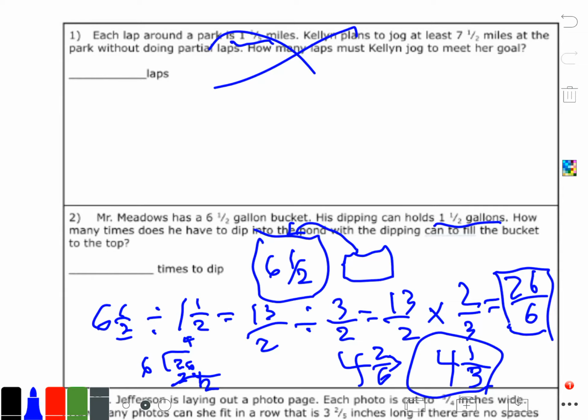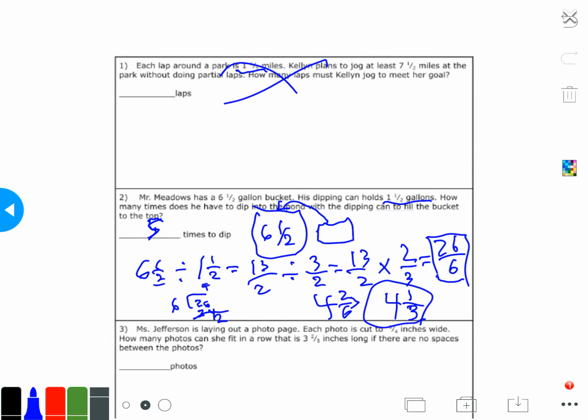Now in this one right here, they want to know how many times he's got to dip the bucket to fill it to the top. Now they want to know how many times he's got to dip it. In this case, it's 5. But tomorrow on the test, I believe we're going to be only looking for fractional answers. But in this case, you actually have to dip it 5 times. All right, let's see what else I got here. So 4 1/3.